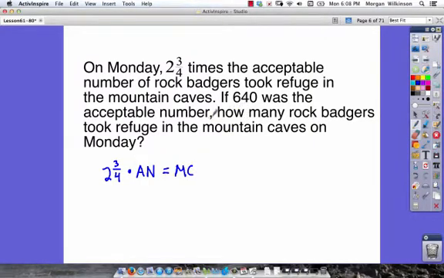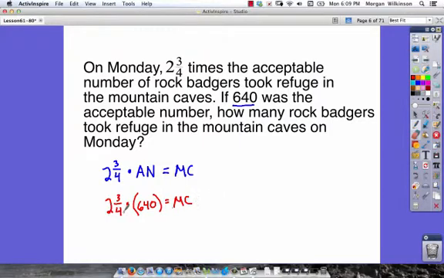If 640 was the acceptable number, how many took refuge in the mountain caves on Monday? So the acceptable number was 640. It says so right there. 640 was the acceptable number. So we can substitute that in to solve. We're going to get 2 3/4 times the acceptable number of 640. It's going to be equal to how many were in the mountain caves, MC. Now we don't really need a dot and parentheses to show multiplication, but it's nice to substitute values in within parentheses, so we know we've substituted.